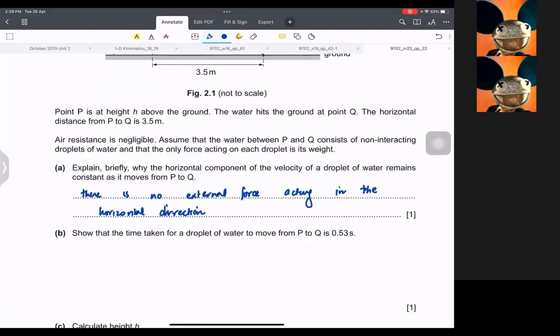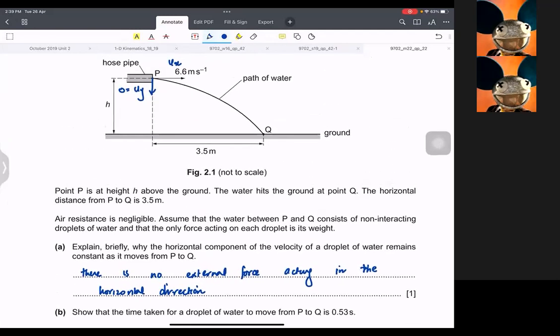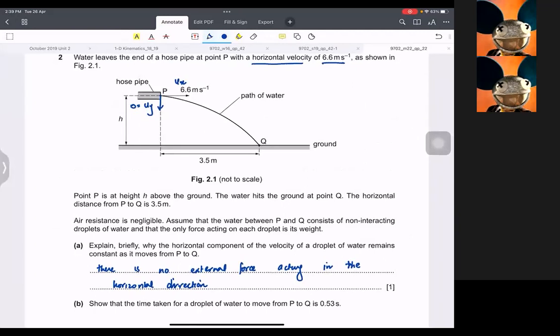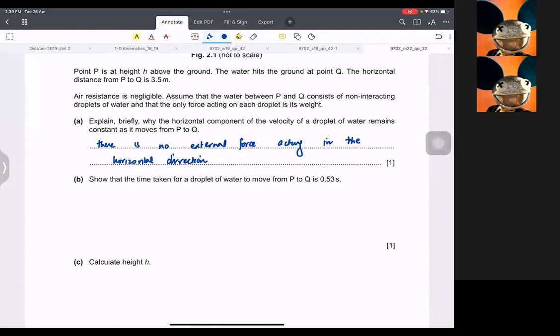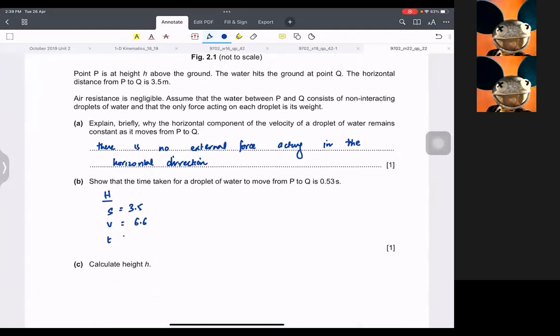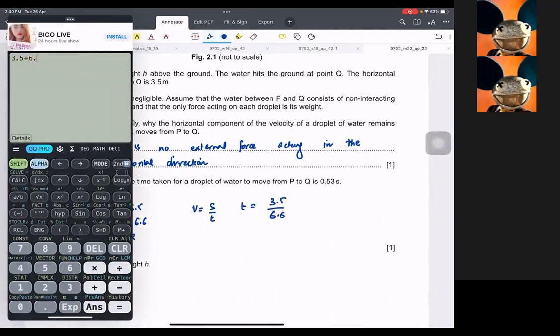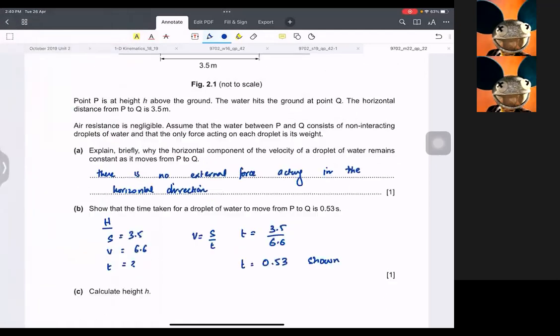Show that the time taken for the droplet to move from P to Q is this. Now we have horizontal velocity, we have horizontal distance. For horizontal, there are a few things we need to know: displacement, velocity, and time. Displacement is 3.5, velocity is 6.6, I believe, and time is what we need. So V is equal to displacement over time. This is the only formula, by the way. Time will be 3.5 over 6.6. That would be 0.53, shown. Pretty easy.